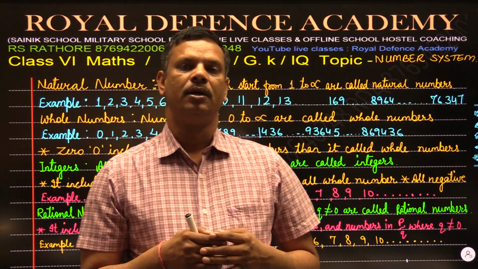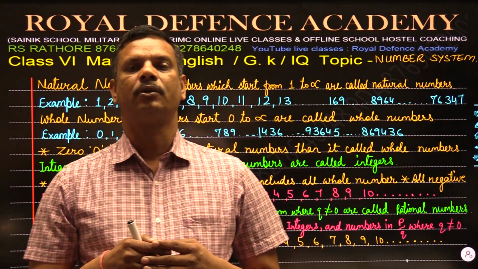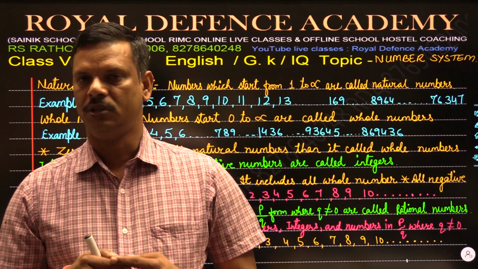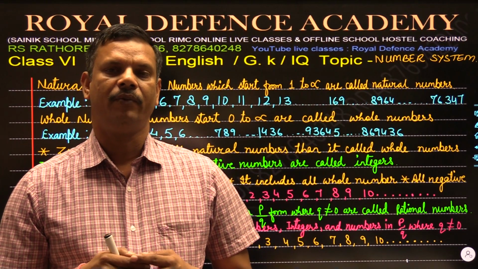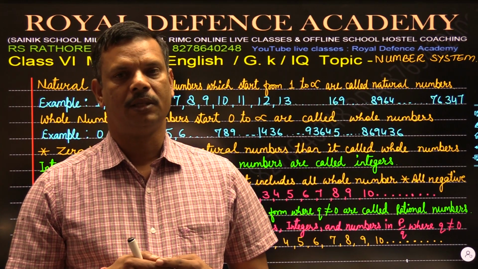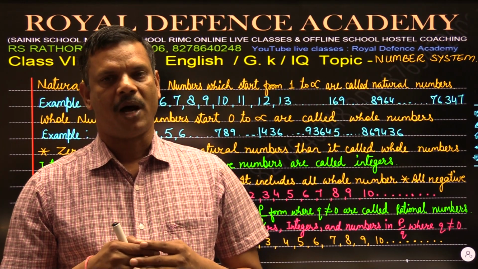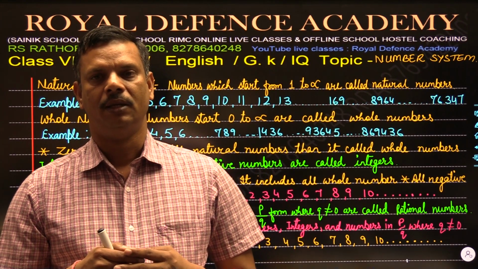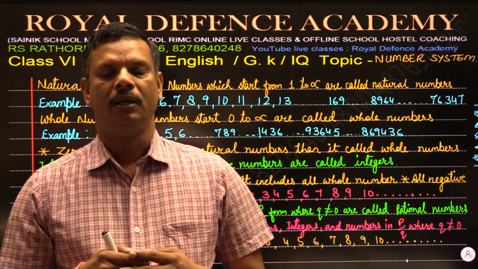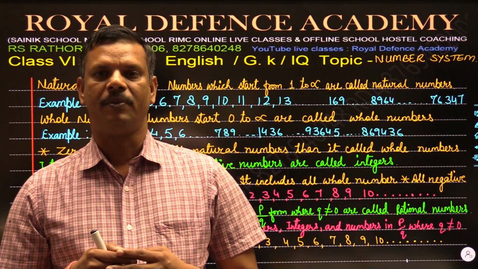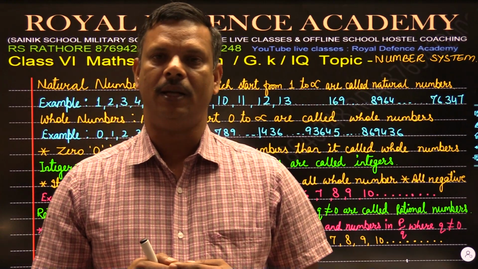Then the next is your rational numbers. Rational numbers are those numbers which are written in p by q form where q is not equal to 0. That means here we have all the natural numbers, all the whole numbers and the integers. Apart from that, all the fractional numbers like 1 upon 2, 3 upon 7 are included, in which the denominator can never be equal to 0. Such types of numbers are called rational numbers.